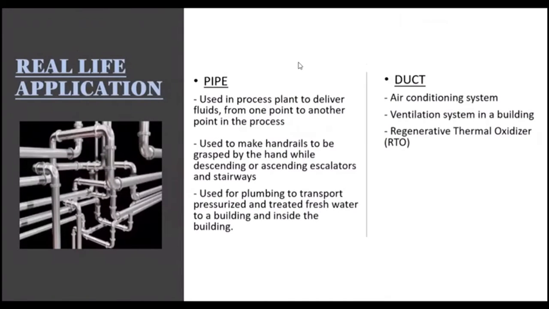The real-life application for a duct is used in an air conditioning system as a collection of tubes that distribute heated or cooled air to different rooms. Next, it is used in ventilation systems. For example, it conveys smoke to the outside of the building. The last one is used in regenerative thermal oxidizer to control air pollution.